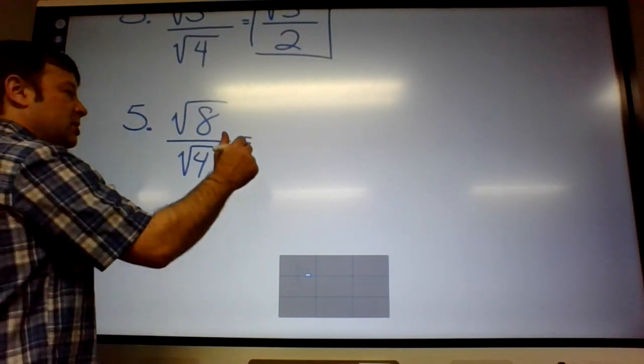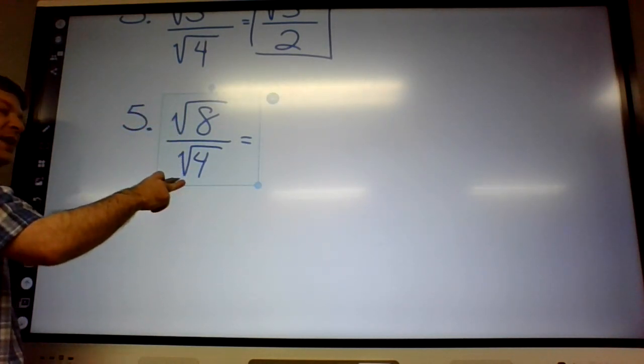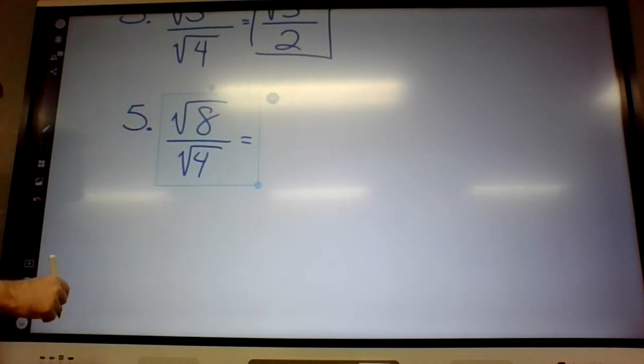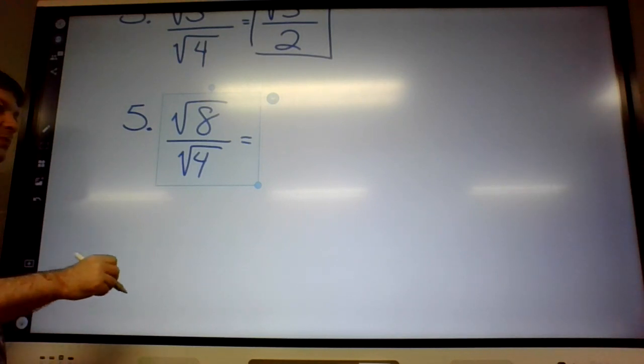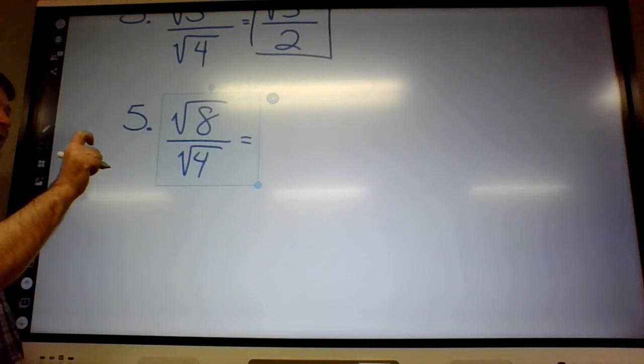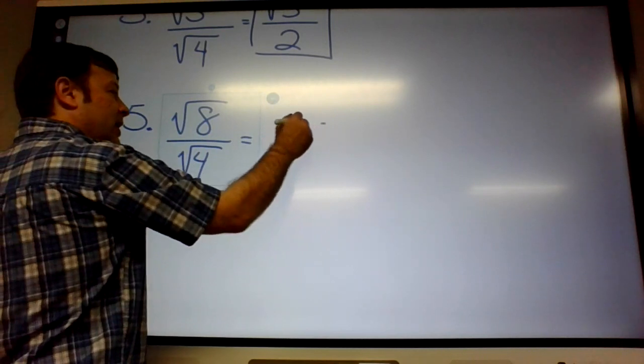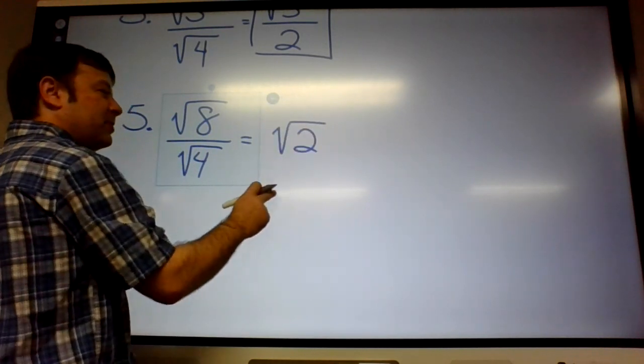2 would be on the bottom. Okay, I said, if it does divide, I recommend you divide it. So what's square root of 8 divided by square root of 4? 2 on the top, 1 on the bottom. Square root of 2. And does that simplify?